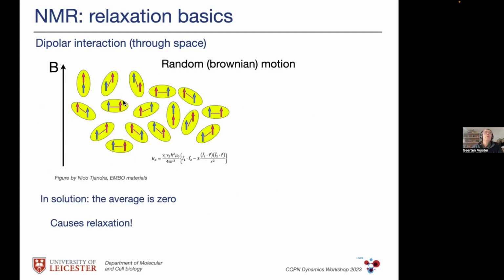Now, what we know from this Hamiltonian, from these little magnets in solution, is that the I and the S spin will move about. They will tumble, the molecule will tumble, they may move relative to each other. So we have all these different orientations in a solution, which means that in solution, this effect from the dipolar interaction averages to 0. Now, although it does average to 0, it does cause relaxation, fortunately or unfortunately.